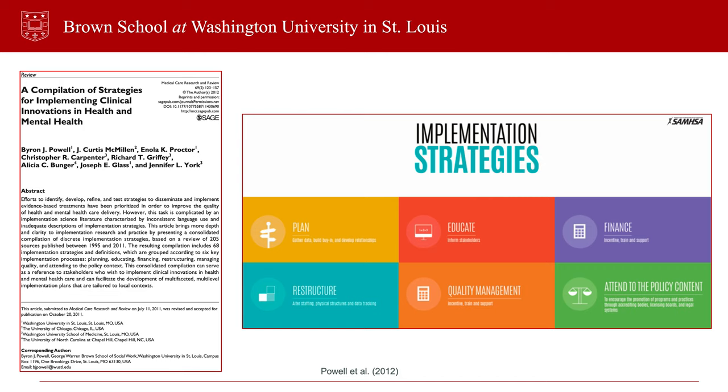And so as a first step in this structured review that we published in Medical Care Research and Review, we presented a taxonomy of 68 different implementation strategies that we grouped in these six different broad categories. So planning, educating, financing, restructuring, managing quality, and attending to the policy context. And really what we were trying to do is just lay out the range of implementation strategies available so that as people were designing implementation strategies, they may have a broader range of strategies to draw upon. And this was based upon a review of the health and mental health literatures.